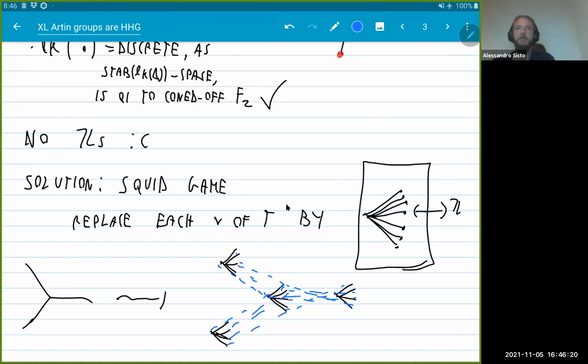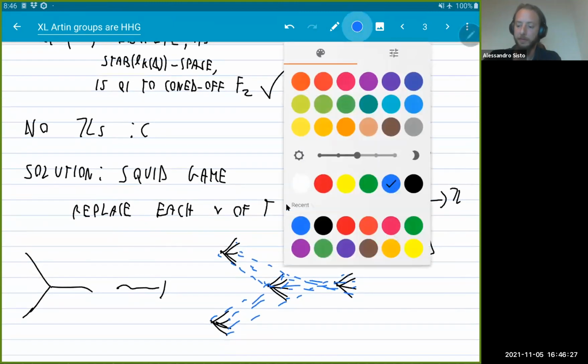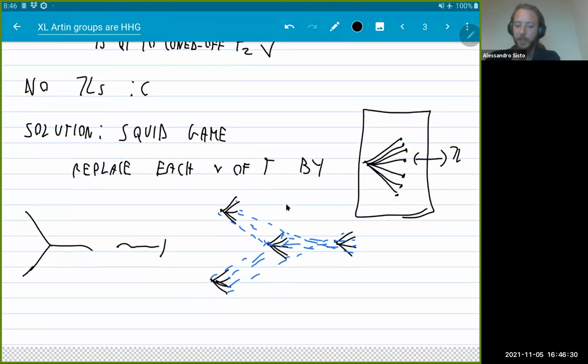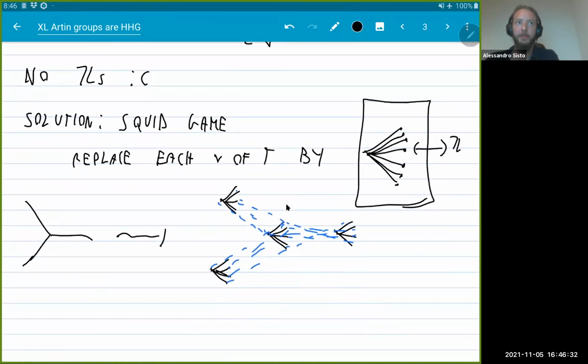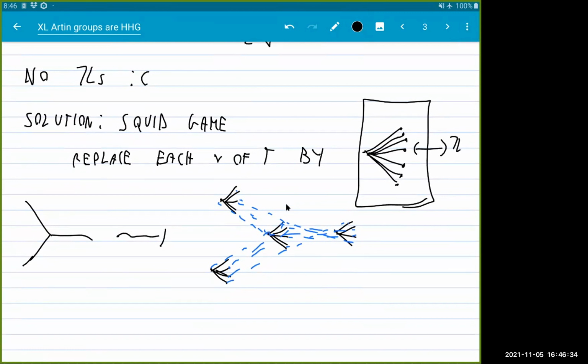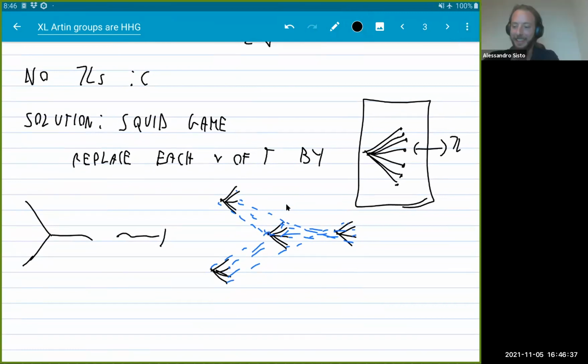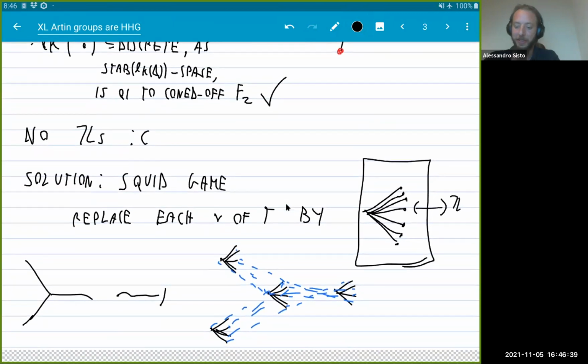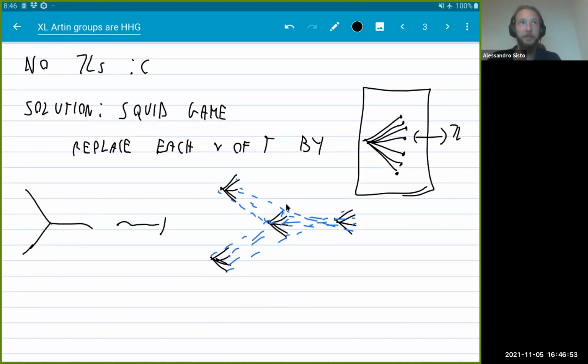Okay, is this clear? I hope so. More or less. Okay, so in any case, you start with the tree and you replace each vertex by something like this. I didn't quite tell you exactly what the tentacles are in one-to-one correspondence with. So in this case, I am cheating slightly, but not too much.